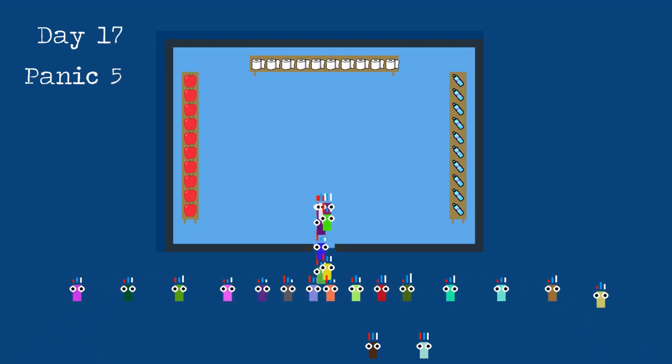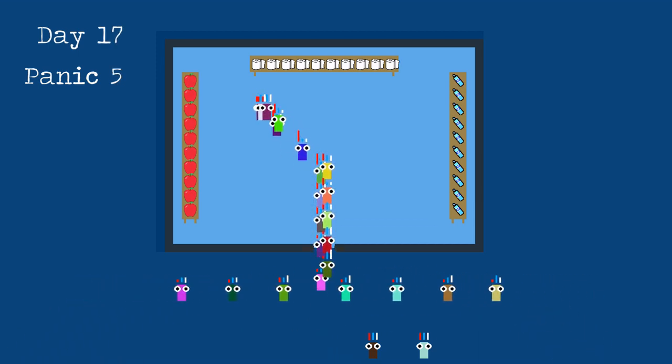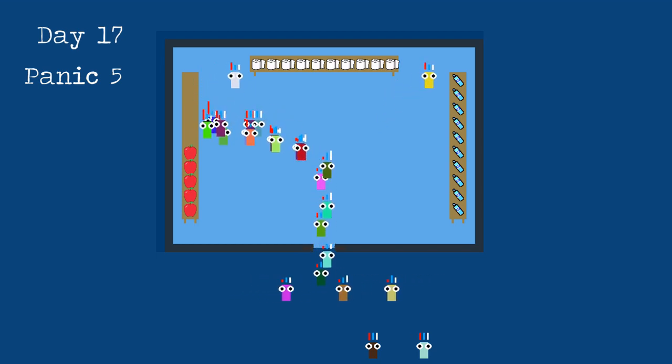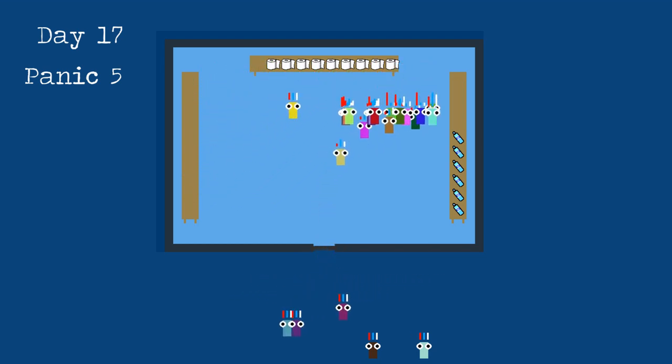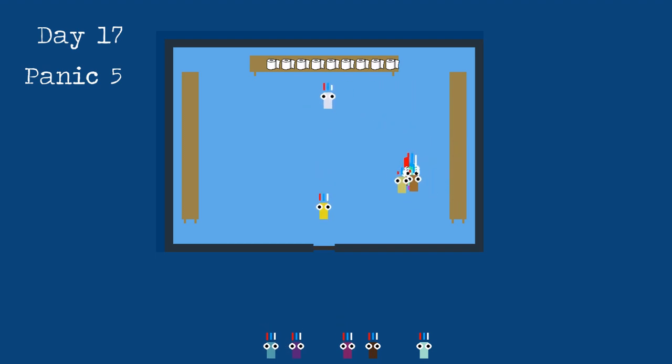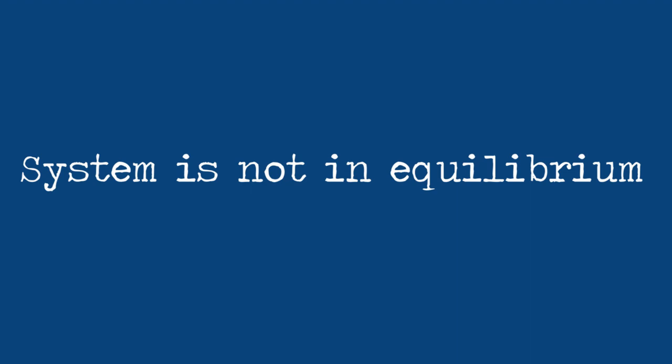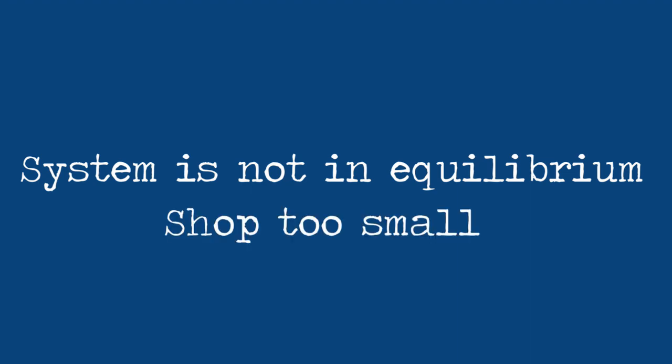You can see here that the panic has begun to spread through the population, causing chaos and an unfair distribution of items. We can say this system is not in equilibrium, so the shop is too small and the shoppers use too many resources.